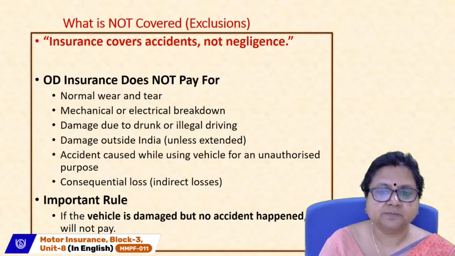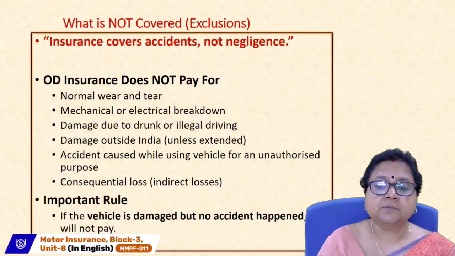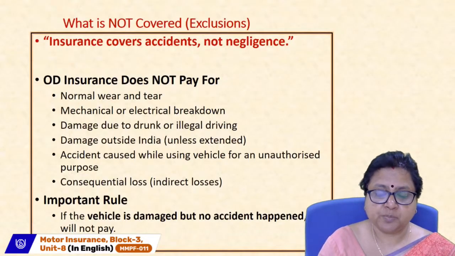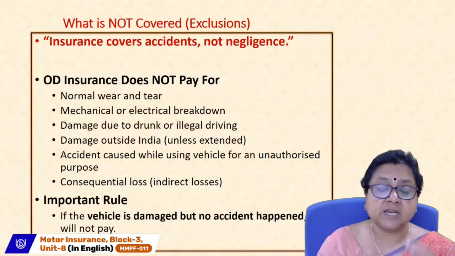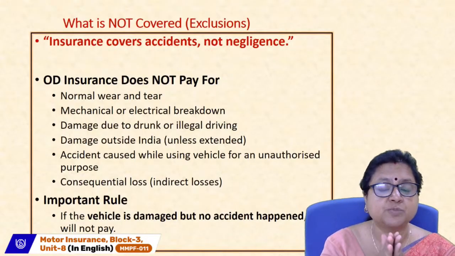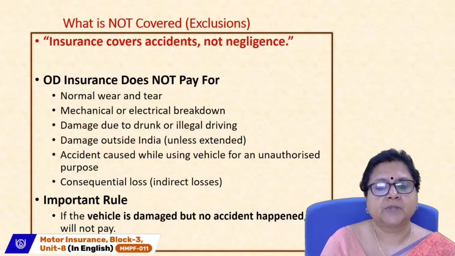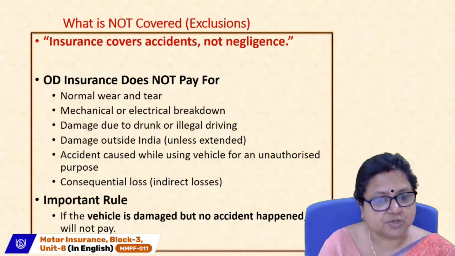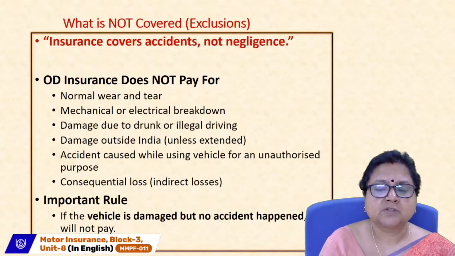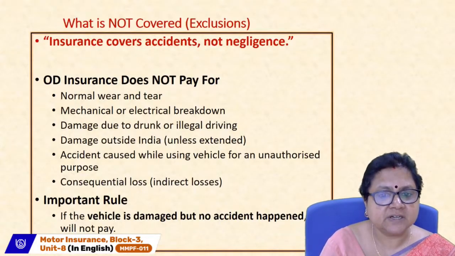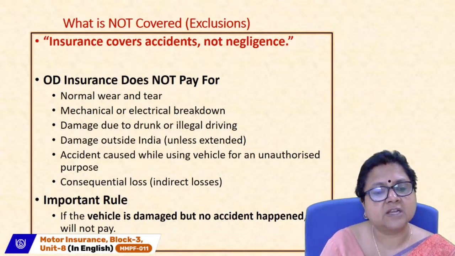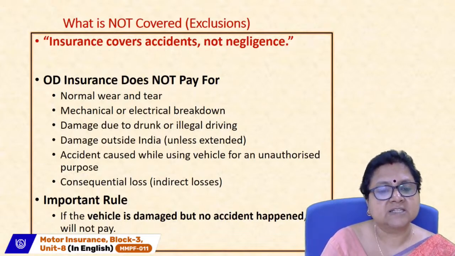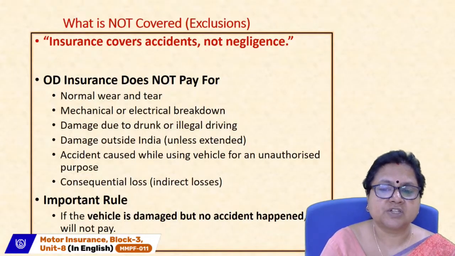Accidents caused while using the vehicle for an unauthorized purpose. Suppose any sort of malicious activities are being conducted in that vehicle, for example you are trying to transport some illegal goods from one place to another. If any sort of illegal activity is conducted in that vehicle while the accident was caused, then in that case also the motor insurance will not settle the claim.